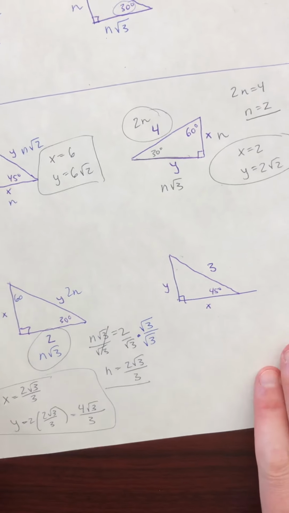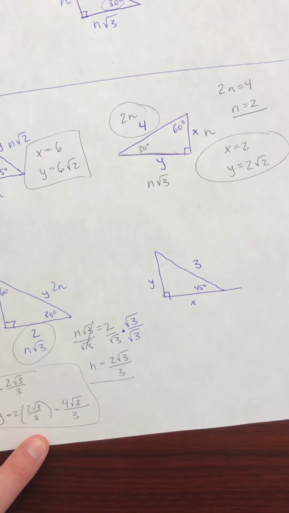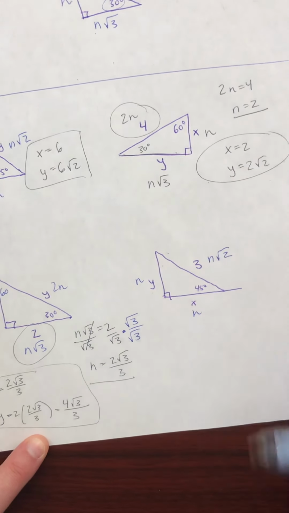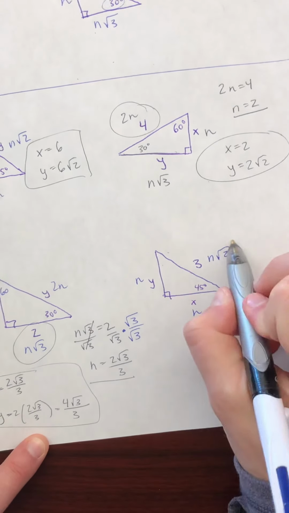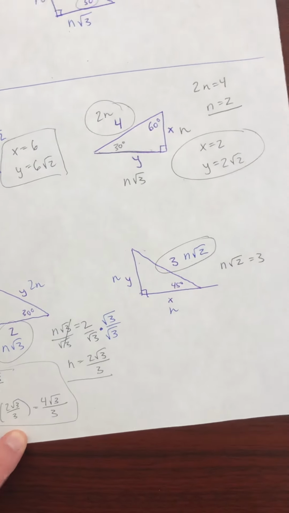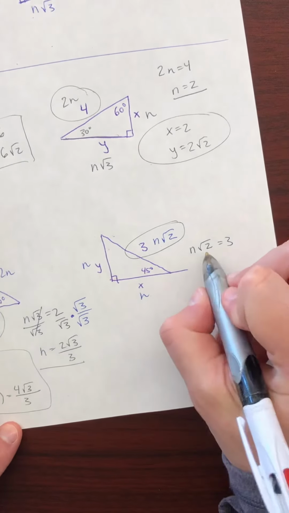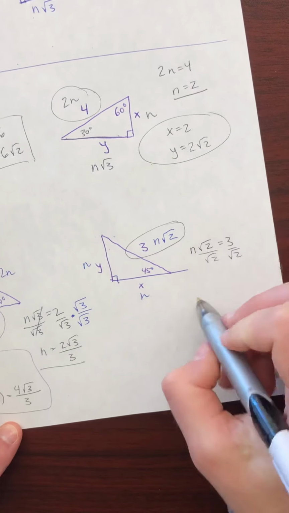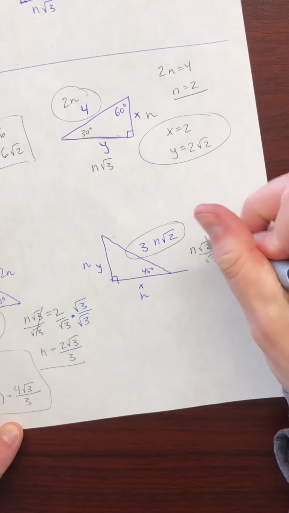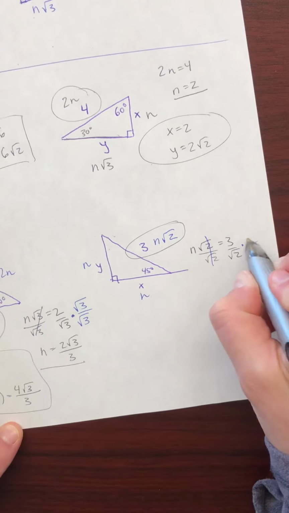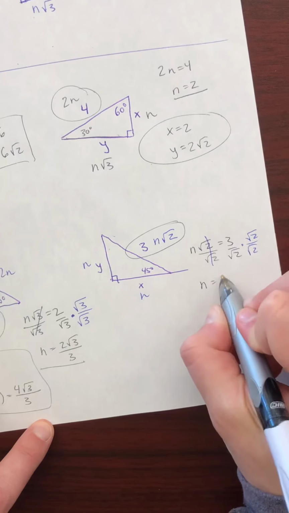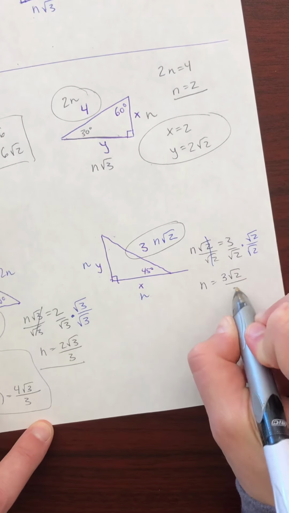All right, I want to do one more hard one so you guys have it down. Again, step 1, label with n's. This is 45-45-90. We set equal the side that we have. I have the 3, so I'm saying n root 2 must equal 3. Then we solve. Divide by root 2, divide by root 2. And then I rationalize. These cancel and multiply top and bottom by root 2. So here I end up with n equals 3 root 2 over 2.